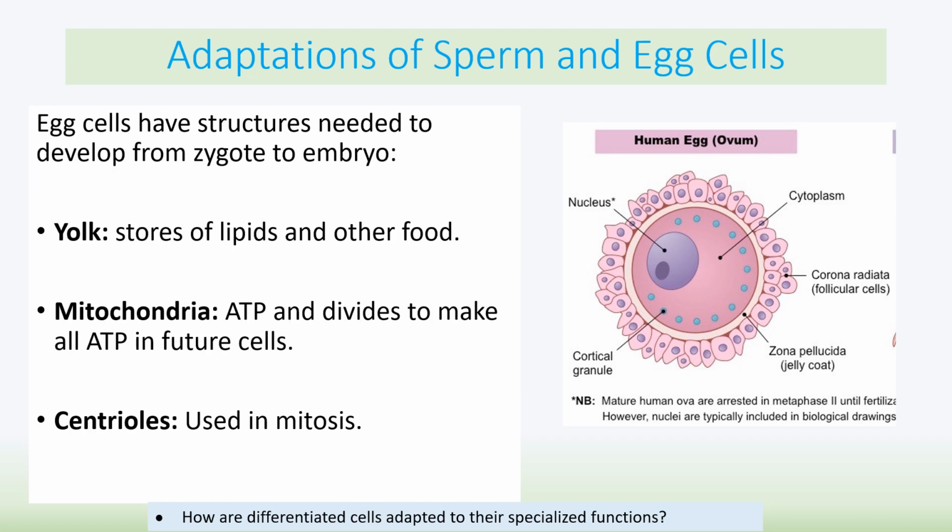Obviously the egg has other adaptations. It has a lot of yolk, which is stores of lipids and other food to allow the egg to survive until implantation once it's been fertilized, and mitochondria, which obviously provide ATP, and that mitochondria will become all the future mitochondria moving forward. So you inherit your mitochondria from your mother directly, and they have their own DNA, so they can divide separately. And we also in this cell have centrioles, which are obviously essential in mitosis.